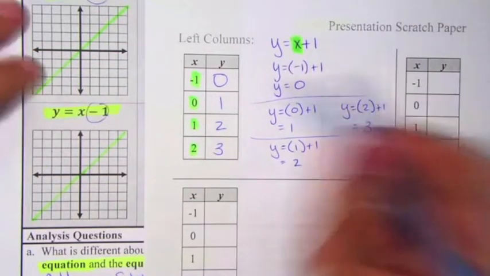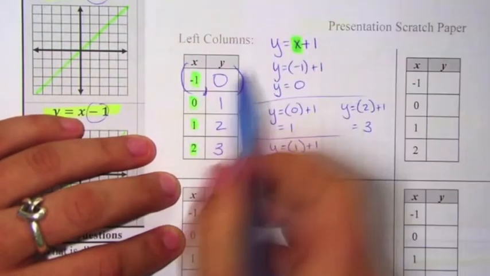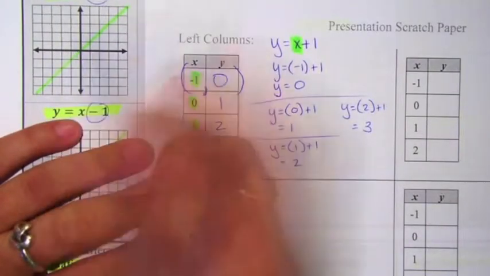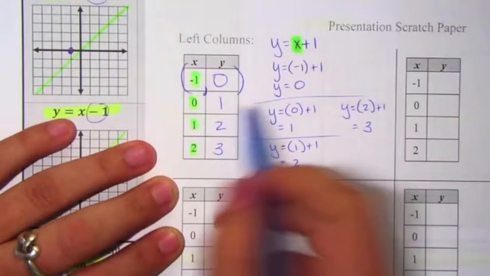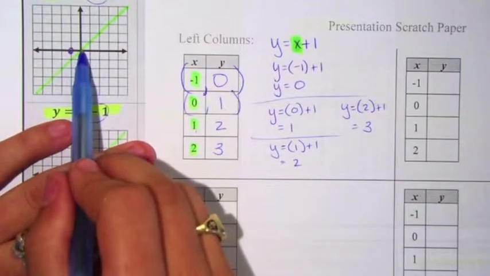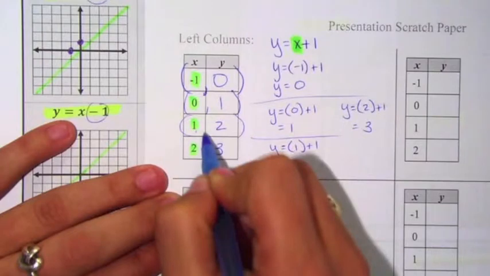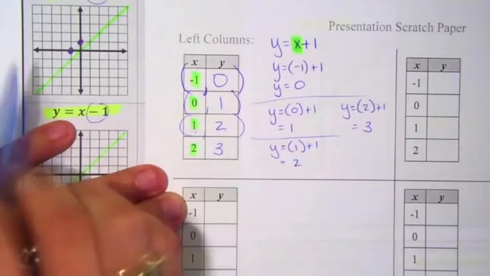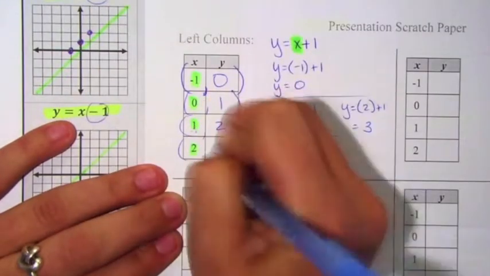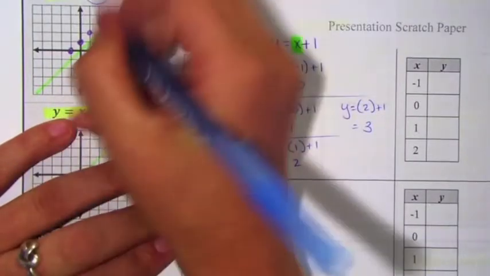So now I'm going to go ahead and graph these points. This table is actually a bunch of coordinates. So this is the coordinate negative 1, 0. So I start at the origin. I move left 1 and up or down 0. Here, 0, 1. So I start at the origin, I stay there, and then I move up 1. This is 1, 2, so I start at the origin, move right 1 unit, then up 2. And then this is 2, 3, so I start at the origin, move right 2 units, and up 3.